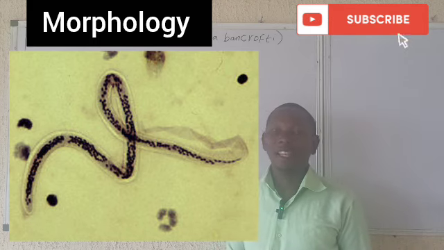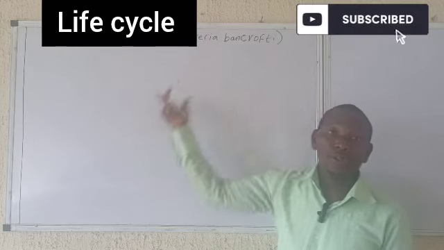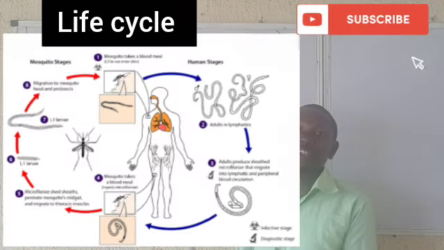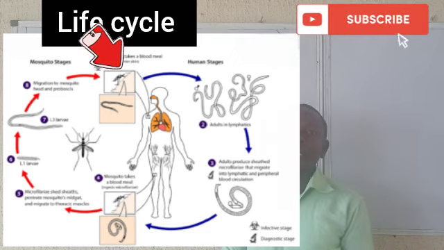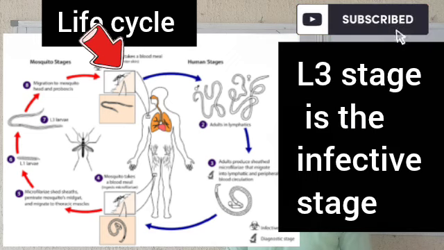Let's talk about the life cycle of Wuchereria bancrofti. Now, the life cycle of Wuchereria bancrofti, let's start from the stage where it is inserted into the body of human being. It is actually inserted into the body of human being when a mosquito that carries the infective stage, which is the L3 stage.